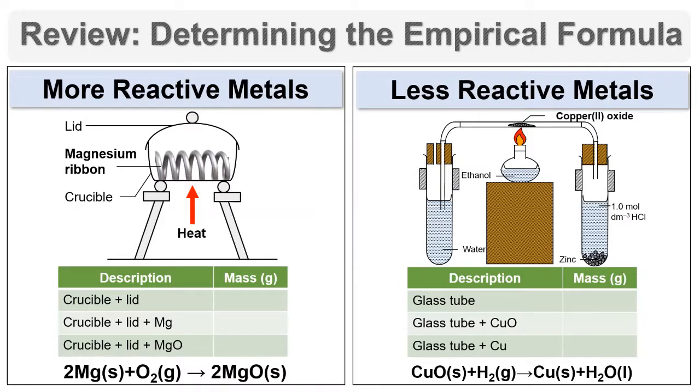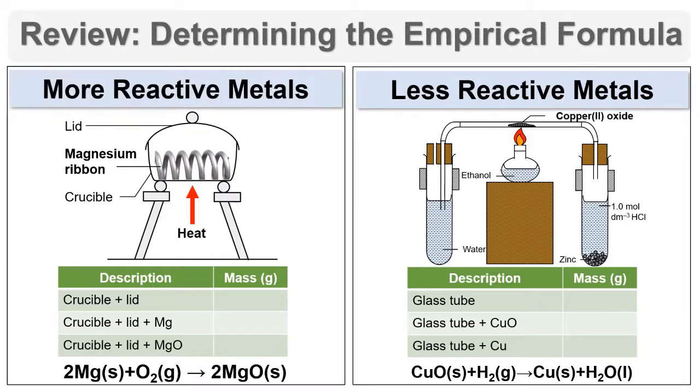Determining the empirical formula of metal oxides. There are two methods to determine the empirical formula of metal oxides. However, both methods do not apply to all metal oxides. Depending on the reactivity of the metal, the correct method is used.